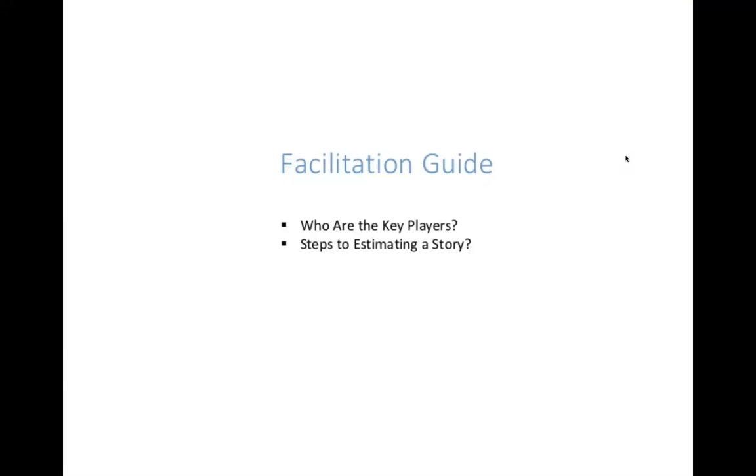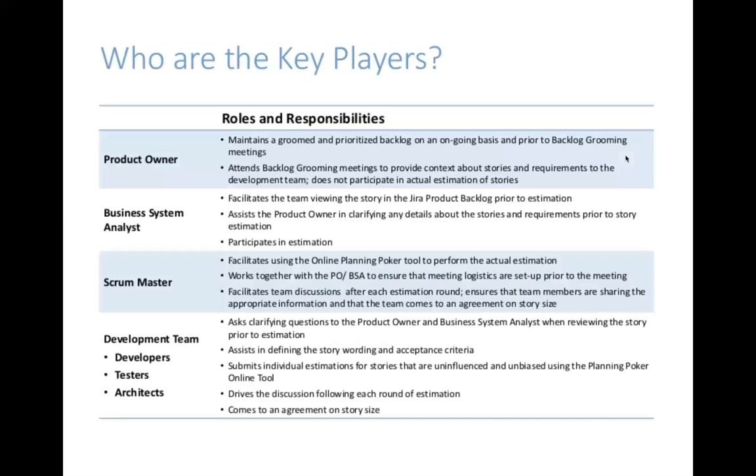Now we are coming to the facilitation guide. Who are the key players and what are the steps to estimating a user story? As we discussed in our previous slides, the product owner, the business system analyst, the scrum master, the development team, everybody who is part of the scrum team is responsible for providing accurate estimations, because at the end of the day, everybody has to deliver something, and the delivery is the responsibility of the entire team, not a single person.